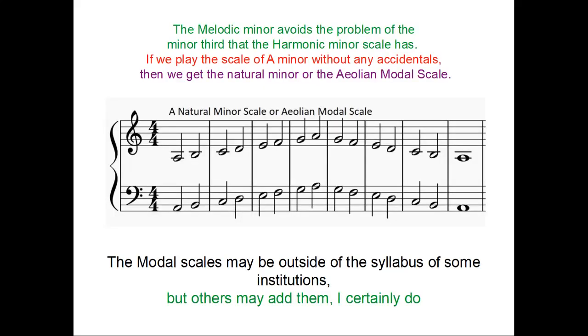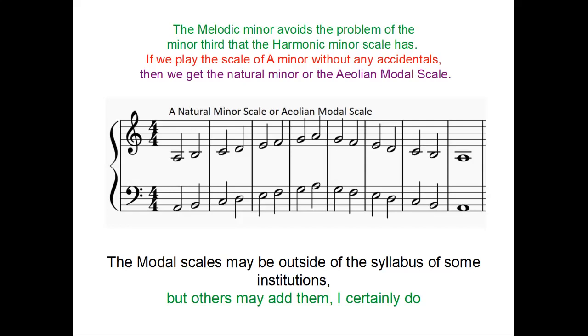The melodic minor avoids the problem of the minor third that the harmonic minor scale has. But by so doing, the scale is different on the way up and the way down. So neither the harmonic minor nor the melodic minor is a perfect minor scale. We do, however, accept the harmonic minor and the melodic minor, and we use them in diatonic music.